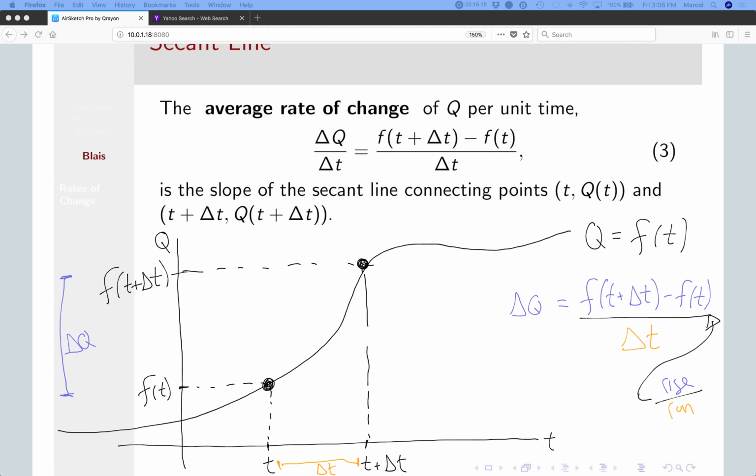So this expression is actually the slope of what we call the secant line. So if we connect these two dots, that's our secant line. And the slope of that secant line is this quotient. And note, I forgot to write the delta t in the denominator here, so you'll want to add that right here.